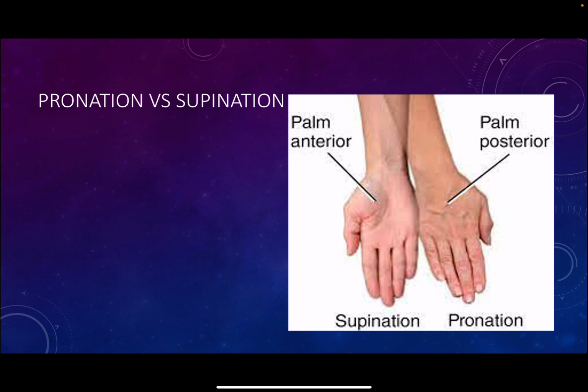Pronation and supination. Supination is palms up. I think of the UP in supination, up. Palm posterior is pronation, which is palm down or posterior. You see the posterior of the hand.